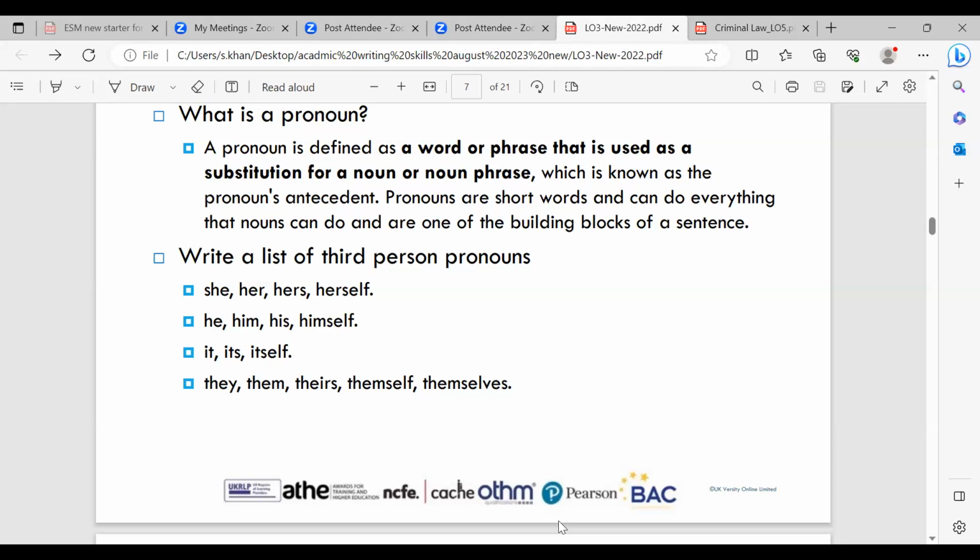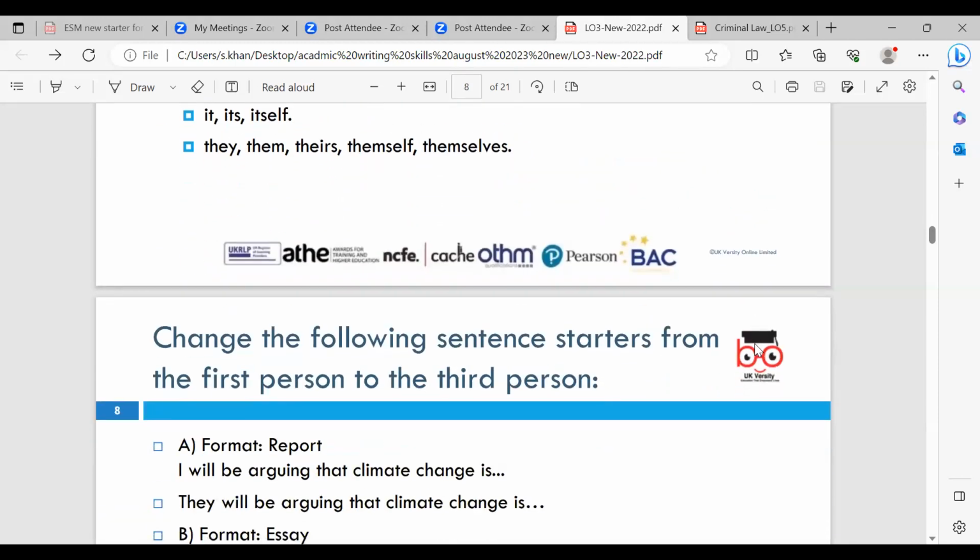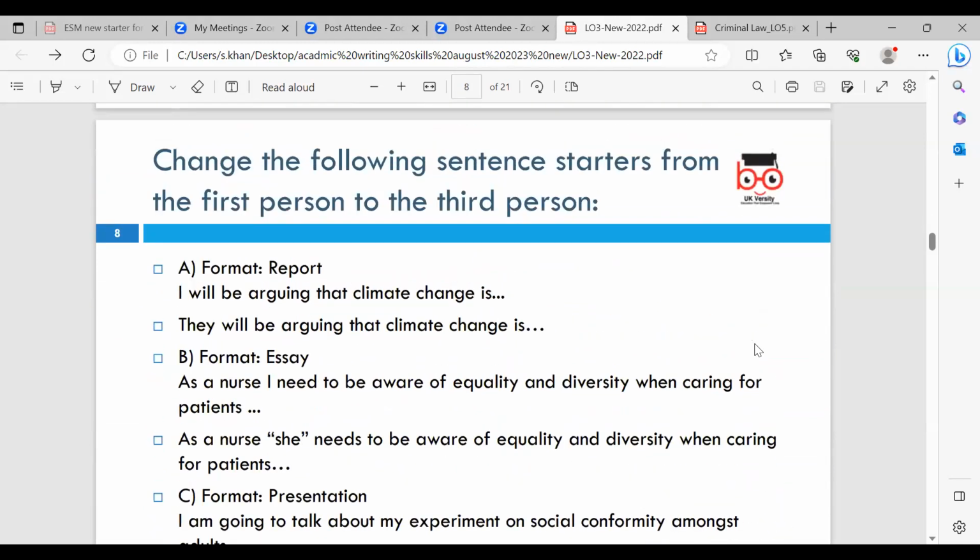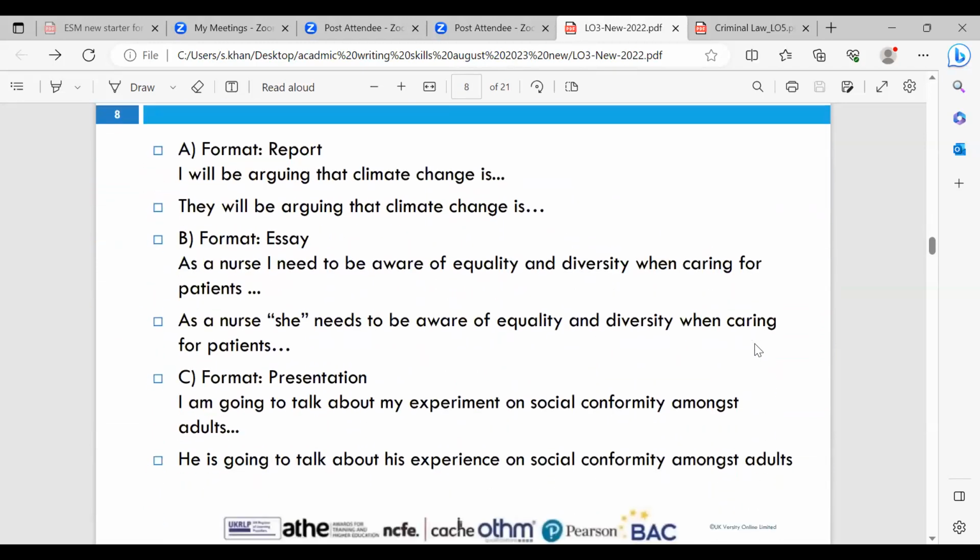Okay, if someone asks your opinion, will you write in I? Yes. If someone doesn't ask your opinion, you don't write in I. Okay, you write in the third person. So change the following sentence starters from first person to third person.